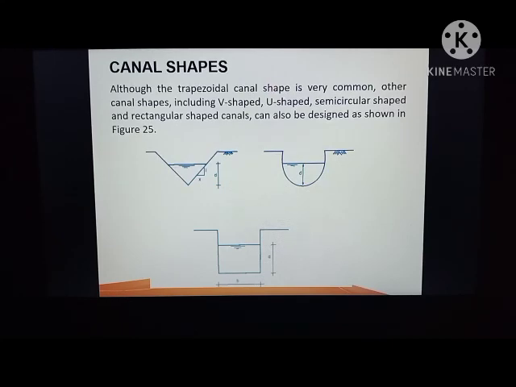Next is the canal shape. Although the trapezoidal canal shape is very common, other canal shapes including V shape, U shape, semicircular shape, and rectangular shape canals can also be designed, as shown in the figure. Here you can see the arrowhead. This is the V-shape canal, this is the semicircular shape canal, and this is the rectangular shape canal.